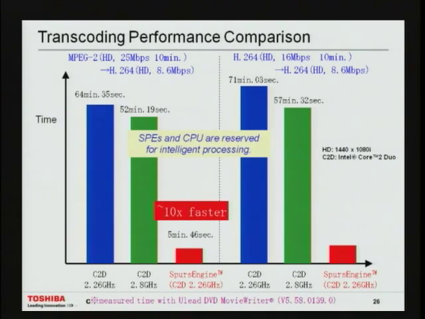Okay. So this is a transcoding performance comparison with an Intel Quad-core processor. SpursEngine is about 10 times faster than a 2.8 GHz Quad-core on HD video transcoding. So note that the CPU and most of the SPEs are not used in this application and are reserved for intelligent processing within the SpursEngine system.